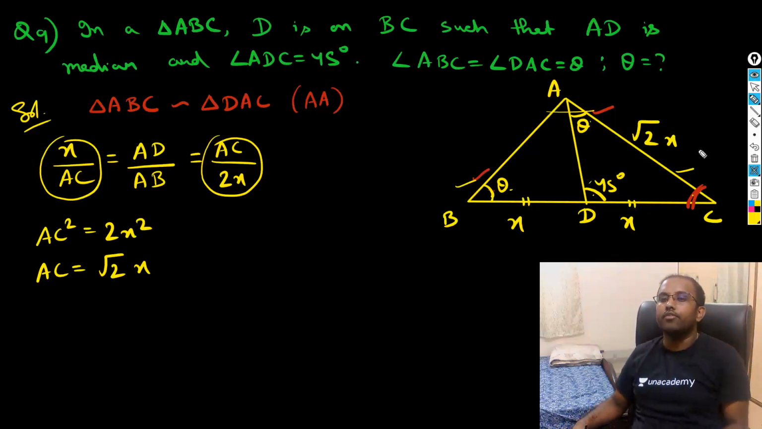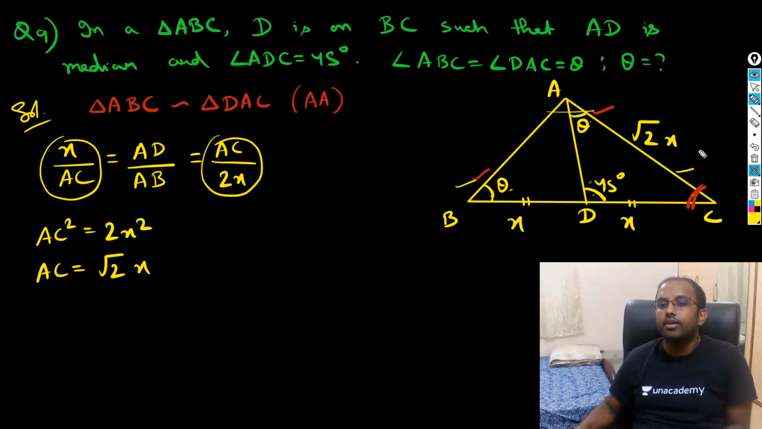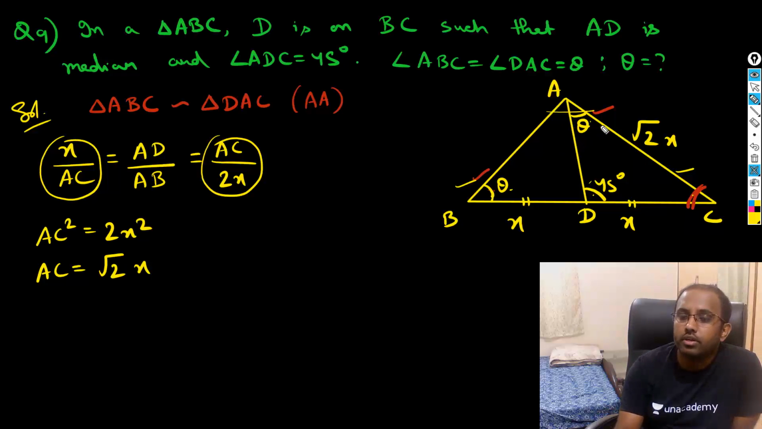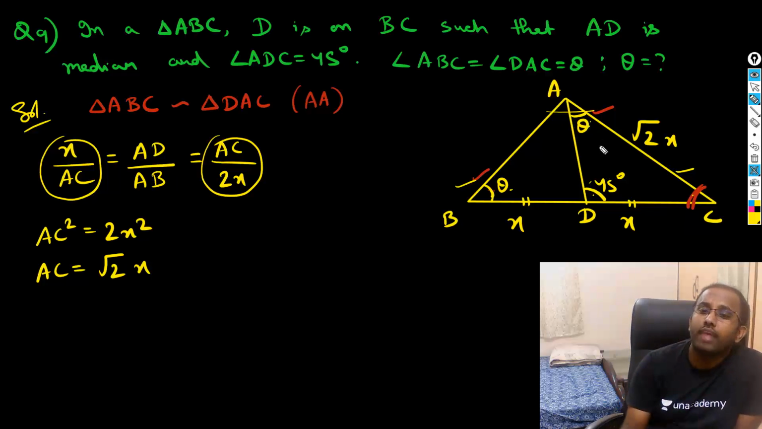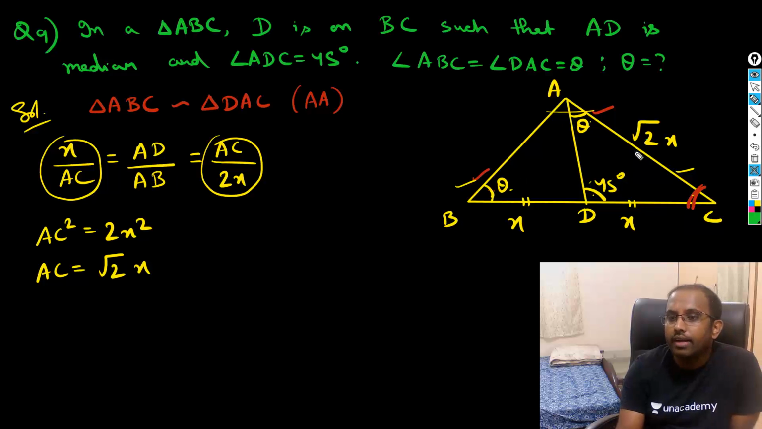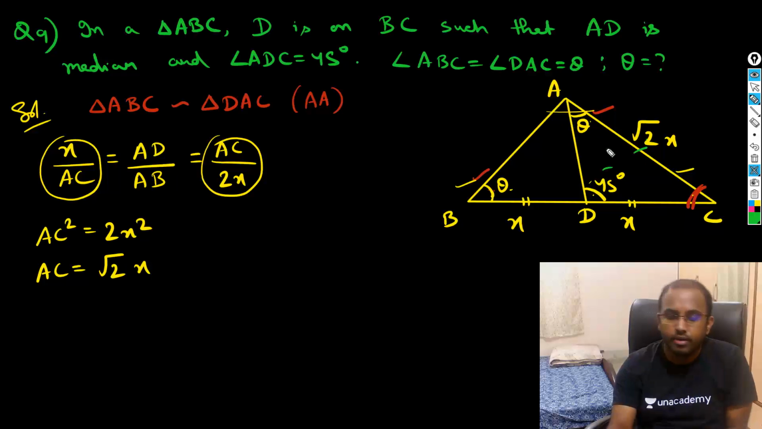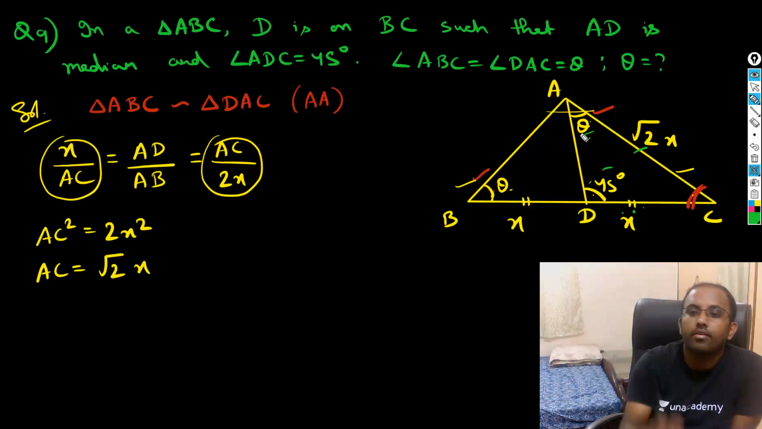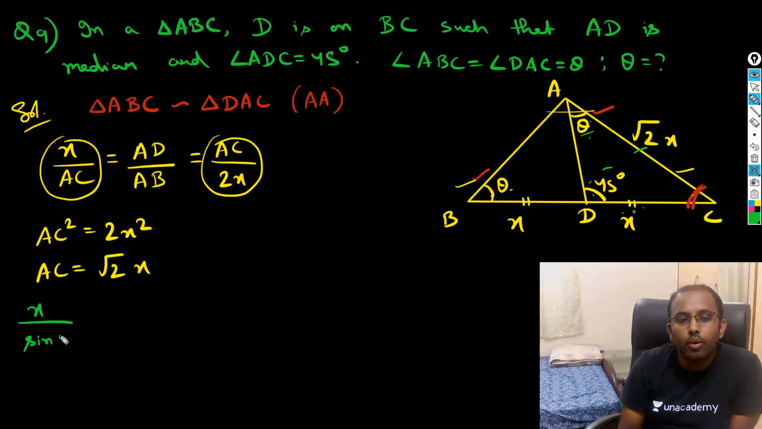That's a good achievement, that we have calculated one more value in terms of x only, that is root 2 x. Now getting theta is not much of a worry, because I can use the sine rule here. What is the sine rule? In this triangle, if I apply the sine rule, I take a side upon its opposite angle. I want to get the value of theta, so in this triangle, x upon sine theta will be equal to root 2 x upon sine 45.